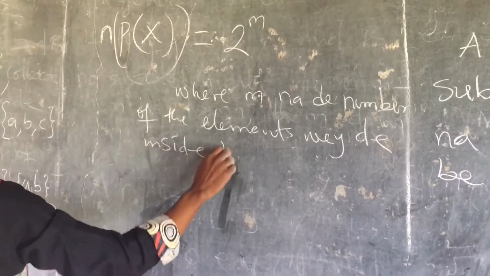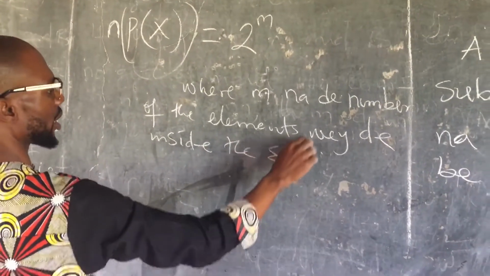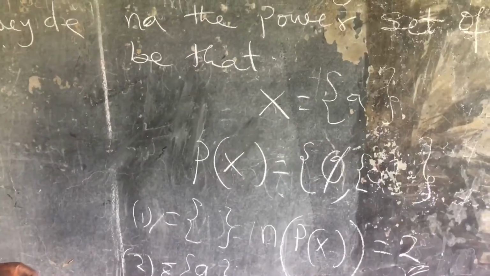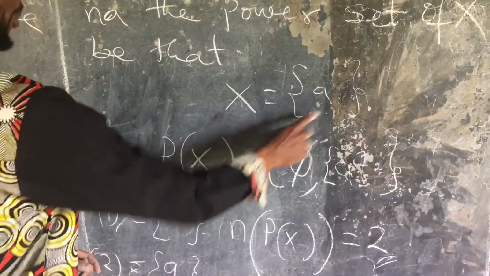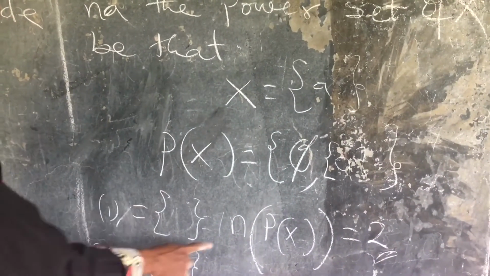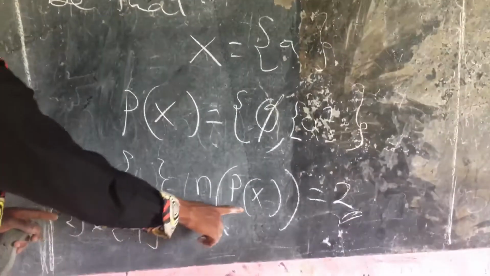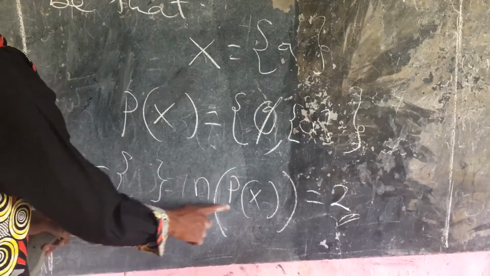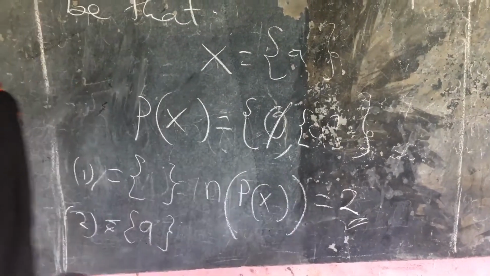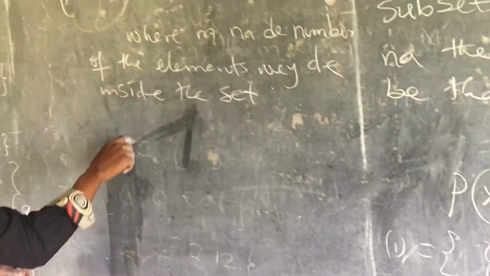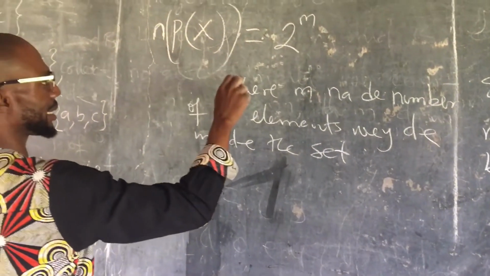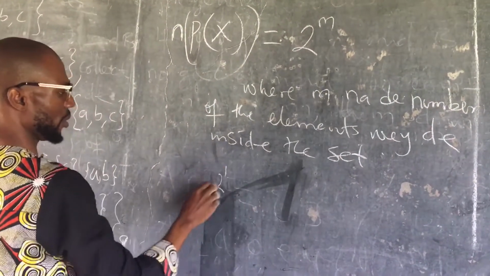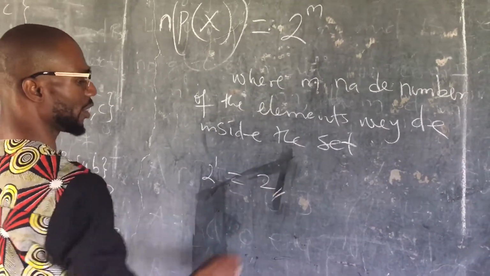Like the first one, we have a set with 1 element. We take the cardinality of the power set of that set, and the cardinality of the power set is 2. So if we use this formula, the cardinality of that power set is 2 raised to power 1, which gives us 2. 2 raised to power 1 gives us 2.